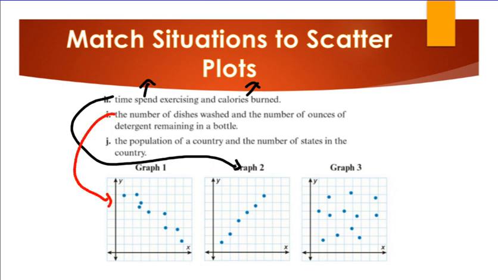And the population of a country and the number of states in the country. They don't have any effect on each other. It's going to vary. There's no pattern. So that would have to be graph 3, no correlation.